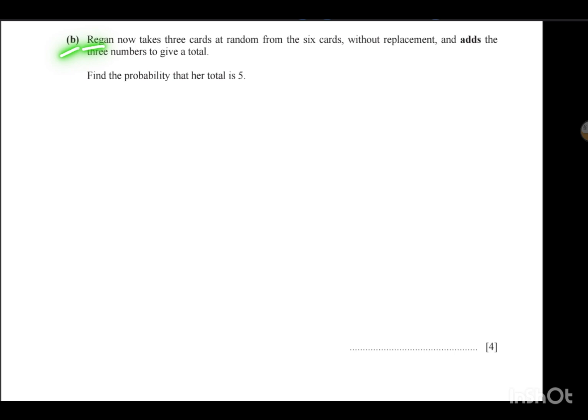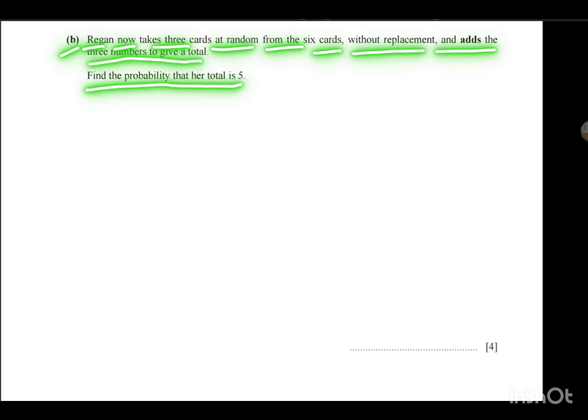Question B. Regan now takes 3 cards at random from the 6 cards without replacement and adds the 3 numbers to give a total. Find the probability that her total is 5. So first of all, let me show you what all the cards' numbers are: minus 3, minus 2, then 3, 2, 5 and 7. These are the 6 cards. Now, which 3 numbers give the total 5?